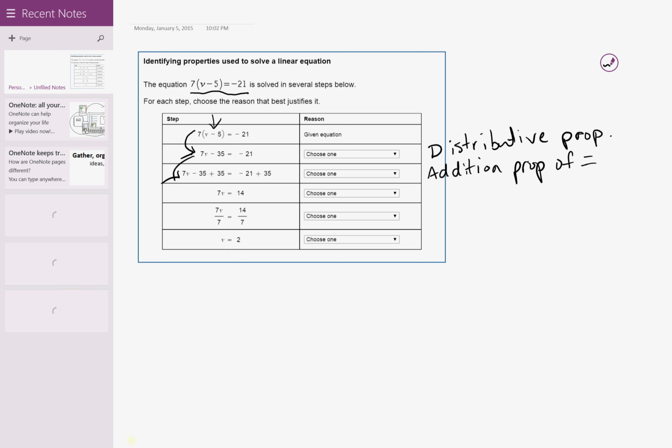sides of an equation. Now, in order to get from here to here, all we did was simplify or combine like terms, but that's not an option that we're given in ALEKS. So we choose the term simplify. And then we're going to divide both sides by 7 in this step, and this is the division property of equality.